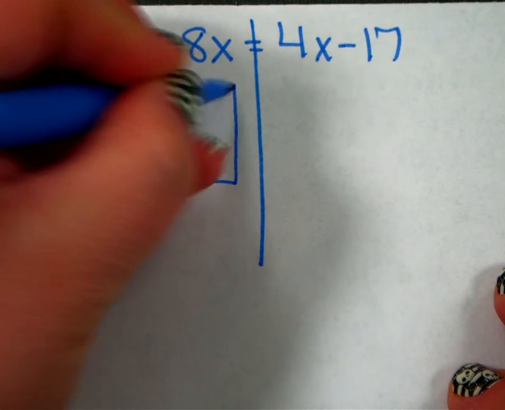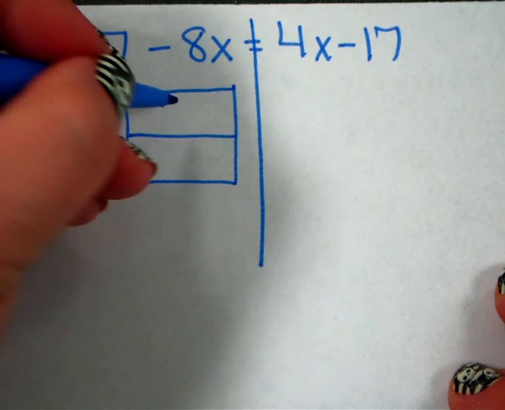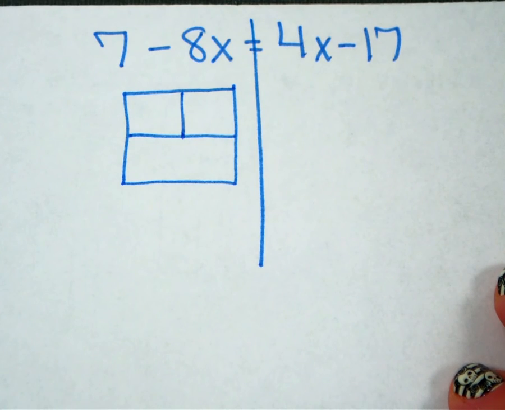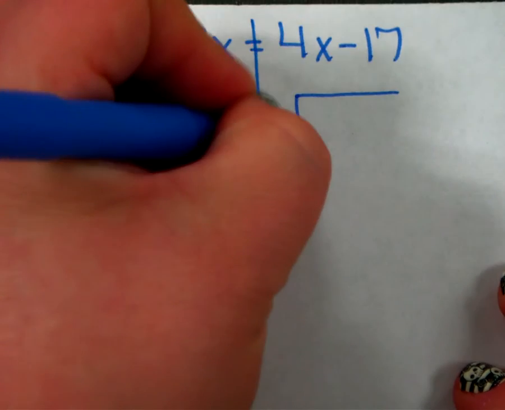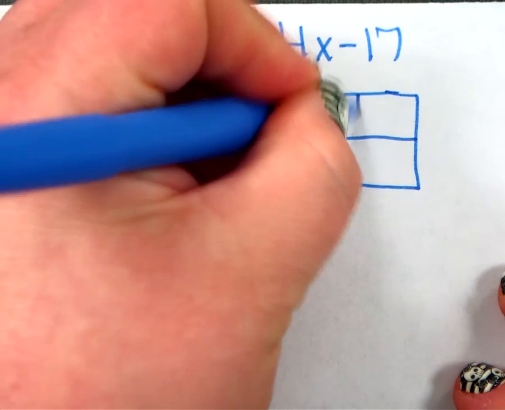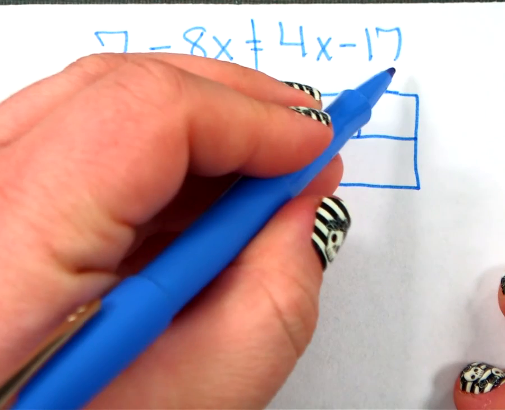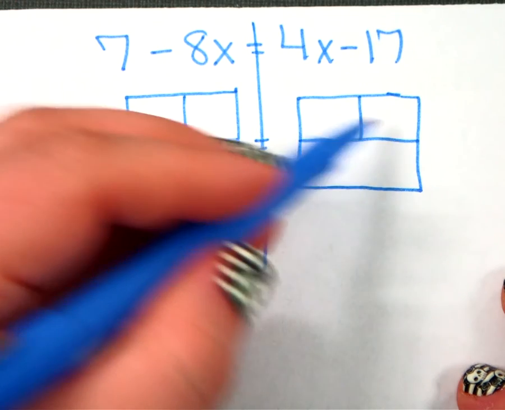So here's my variable box. I see two terms that have variables, so I need two spots to put them in on the top. My constant box is going to be on the other side. I see two terms that have constants, or terms without variables, so I need two spots to put them in.